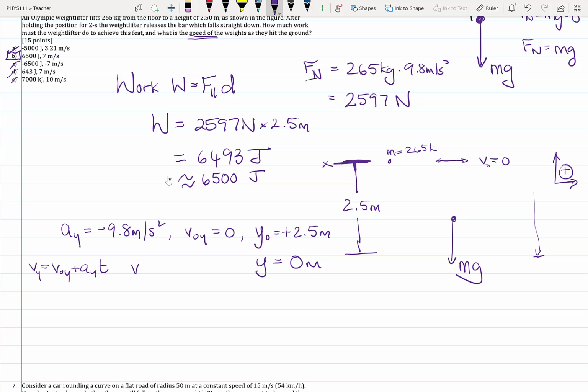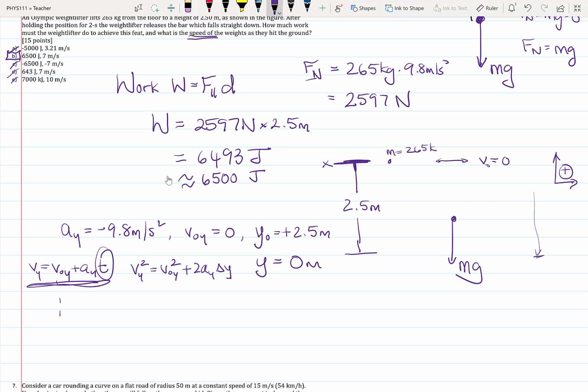I know v squared equals v naught y squared plus 2 times a_y times the change in y, the displacement. And I have several other equations. So you could go ahead and try to solve for t and then plug it in over here, and we'll get our final velocity in the y direction. But that looks really hard to me.